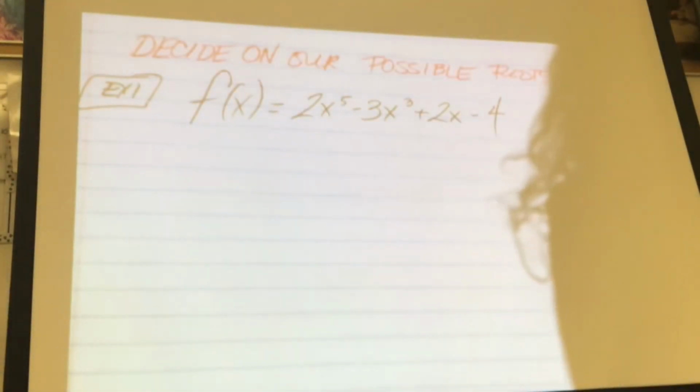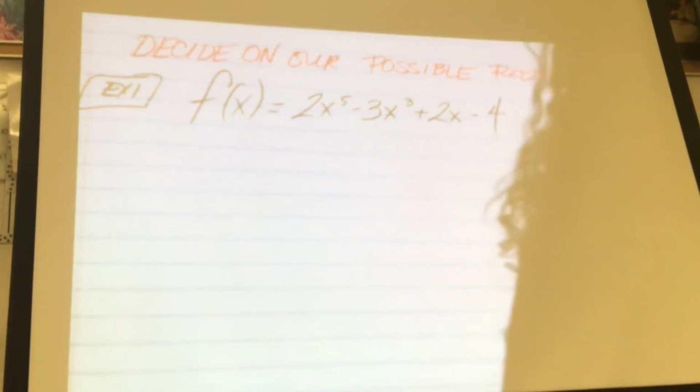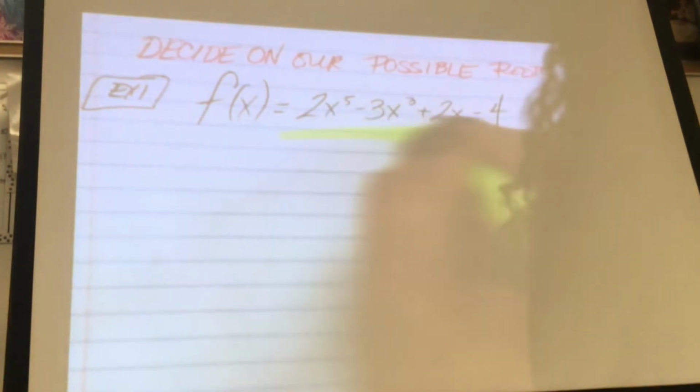So here we go. How do we know what the answers are? This is why I need you to take out your graphing calculators, please. Put this in your graphing calculator.